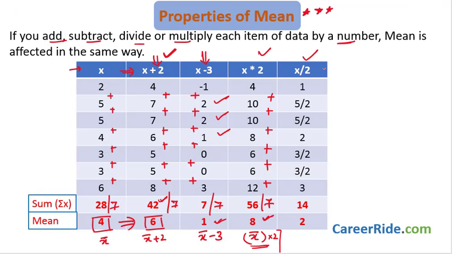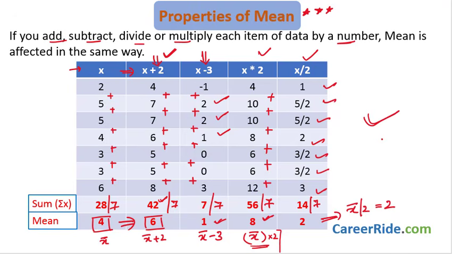And similarly, you can check when you divide each of the values of x by 2. So what happens? The values in this column become 1, 5 by 2, 5 by 2, 2, 3 by 2, 3 by 2, 3, and when you add all of these, you get the value of sigma x, right? In this case, it will come out to be 14. And since there are 7 observations, 14 by 7. So this gives me again what? 2. How is it related to the original mean? x bar was the original mean, right? So I divided by 2. So this gives me 2, right? So that is what the properties are trying to tell you.